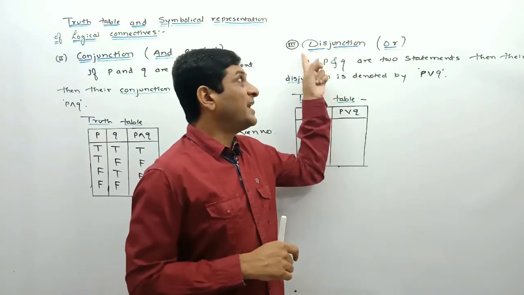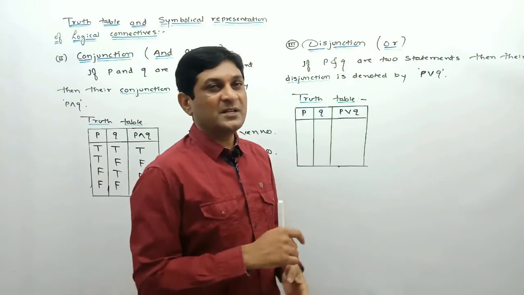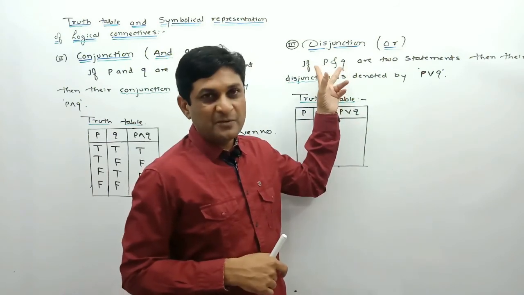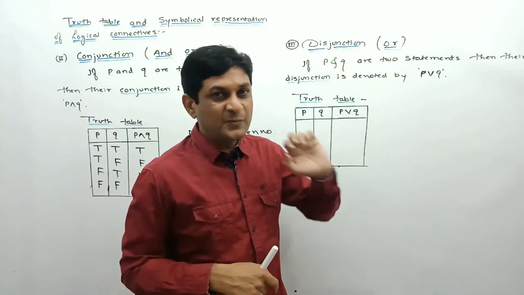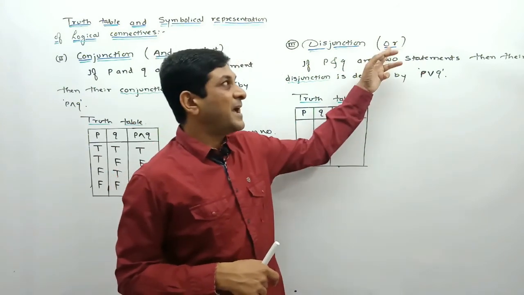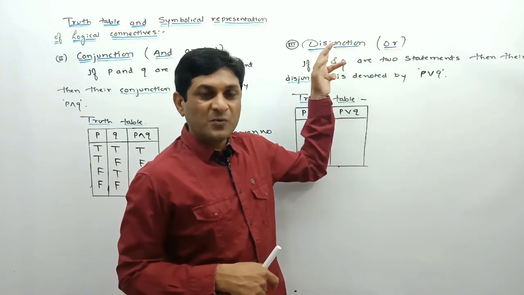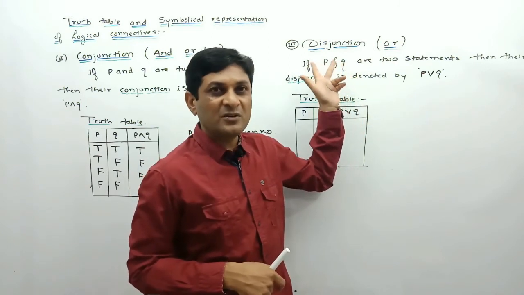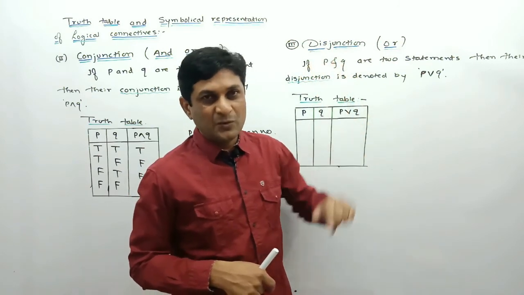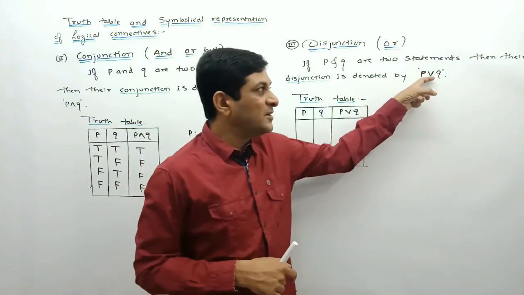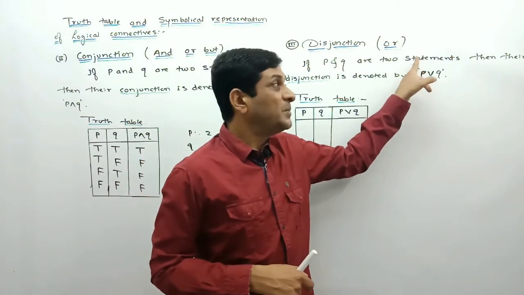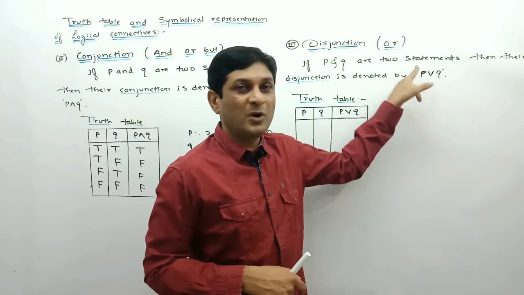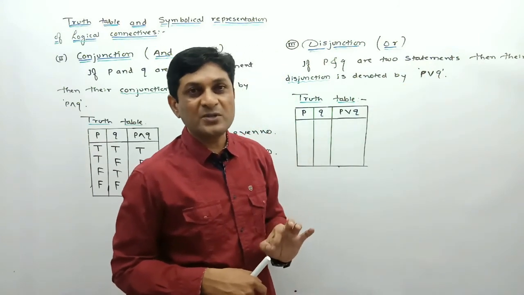Now the third logical connective is what? Or, which is called disjunction. Now here also we have considered two statements, P and Q. If we are connecting these two statements by or, meaning disjunction, then if we are finding the disjunction of P and Q, symbolically it will be denoted by this notation. So P or Q, this V symbol is used for which logical connective?